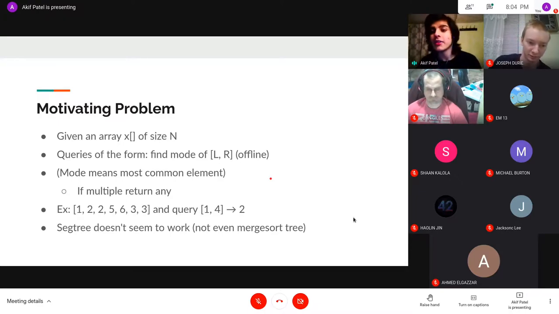And you can have, as you may realize, multiple answers for this, right? You can have multiple items which are the most common in that subarray. If that happens, just return any of them, any of the most common ones, okay?